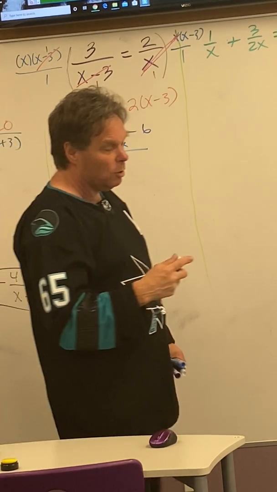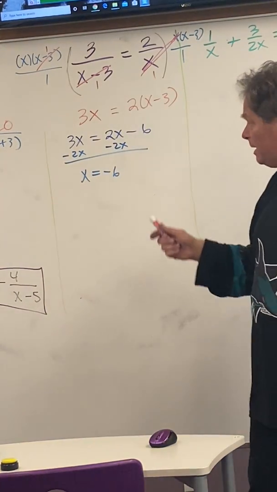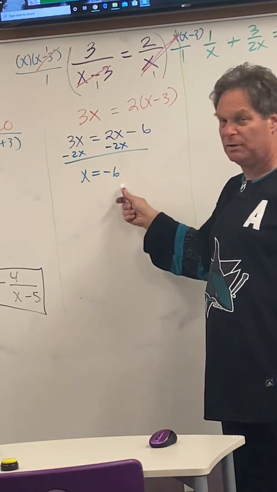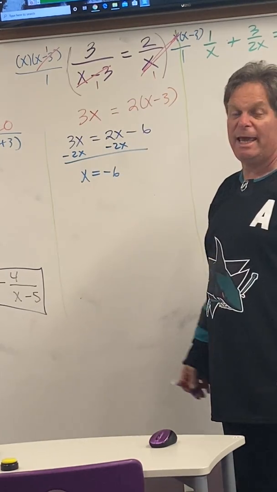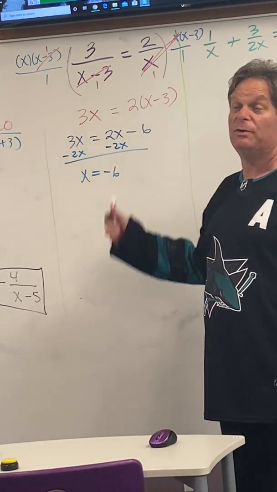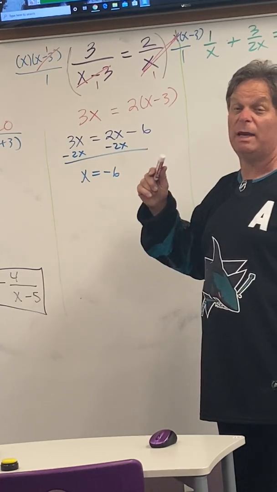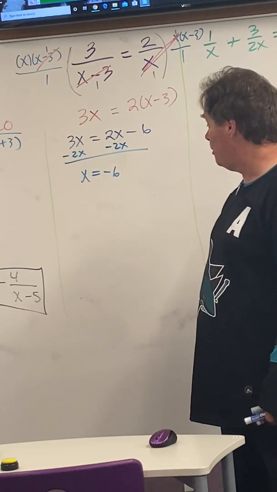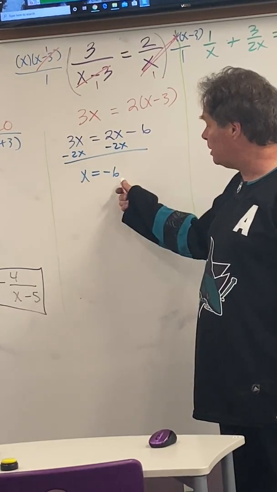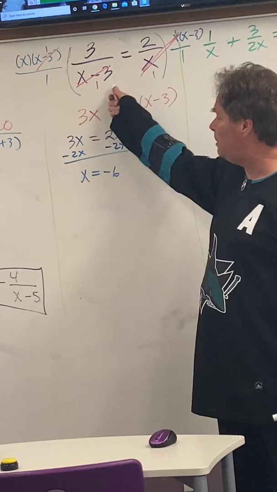How do you know if it's a good one or not? You take that answer, x equals negative 6 in this case, and you plug it back into the denominators. It can't make the denominator 0. If the denominators are 0, then you're dividing by 0. Bad. We all know what happens when you divide by 0. Bad news. So you plug this in and make sure it doesn't make any of the denominators 0.